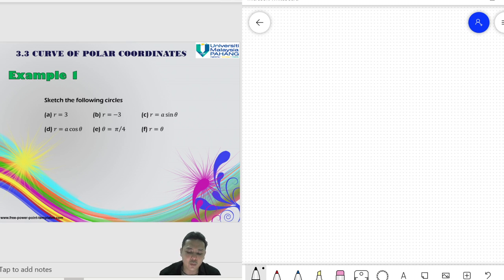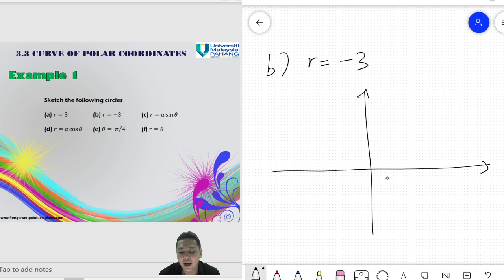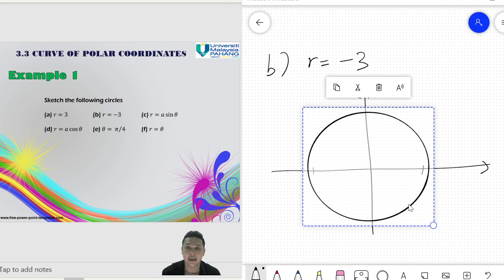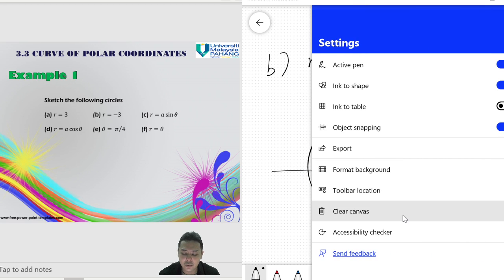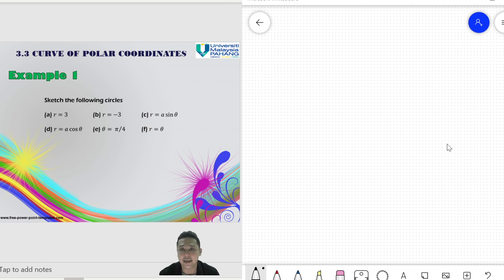Let's move forward to the second one, B. The difference now is that r is negative 3. In this instance, if r is negative, then the point will be on the opposite side, plus pi. So r equals negative 3 still will be a circle with a radius of 3. Nothing special here actually. And if we look at the next one, r equals a sine theta, I will skip this one first because this will define another kind of circle.